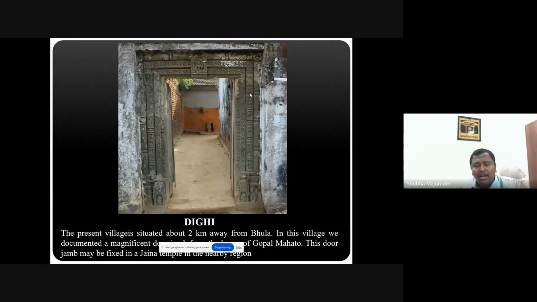And this is the Dighi, about 2 kilometers away from the site. You can see that they used the door jamb, and on the door jamb the Gajalakshmi is depicted. So as I have told, we can understand the existence of the temple from the archaeological remains. This door jamb was reused by the modern public for their own door. So this door jamb also indicates the existence of a temple in this particular area.